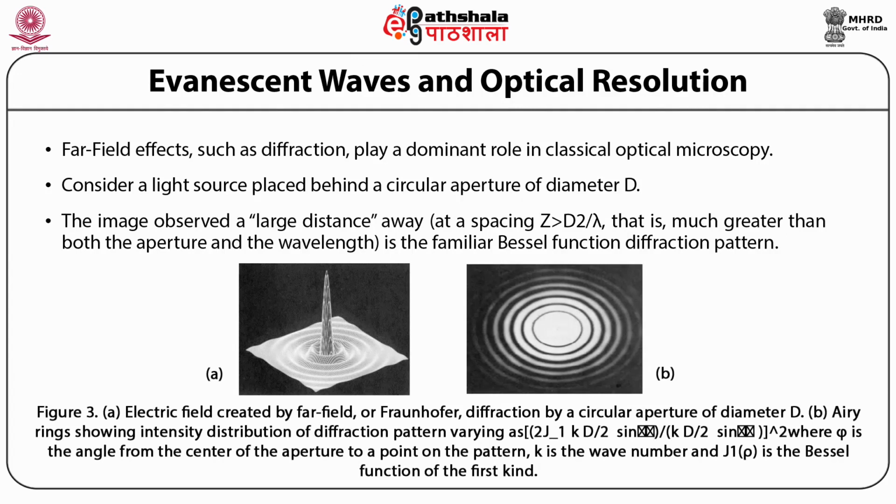As shown in figure 3, figure 3a shows the electric field created by far field or Fraunhofer diffraction by a circular aperture of diameter d, whereas figure 3b shows the Airy rings, which depict the intensity distribution of the diffraction pattern varying as 2 times J1 of K d by 2 sine phi divided by K d by 2 sine phi, overall whole square, where phi is the angle from the center of the aperture to a point on the pattern, K is the wave number, and J1 of rho is the Bessel function of the first kind.